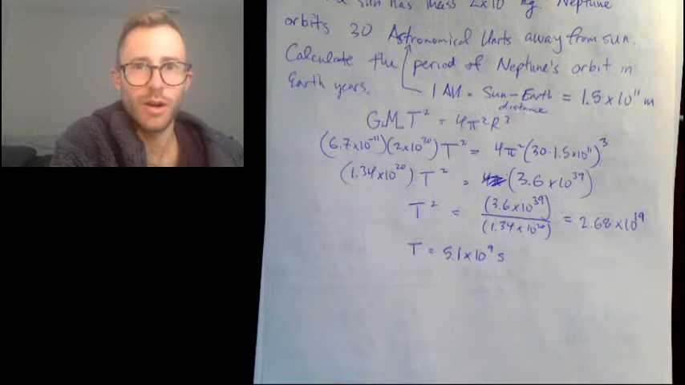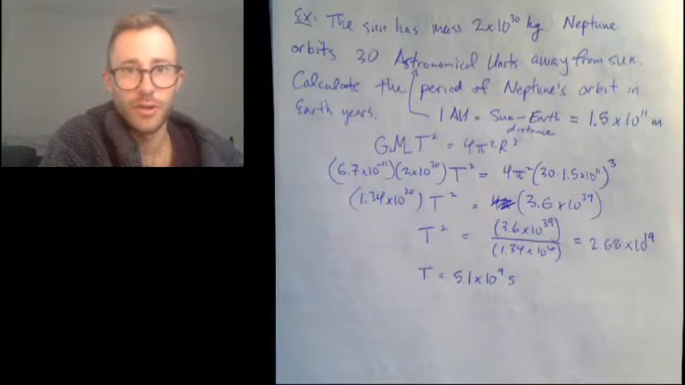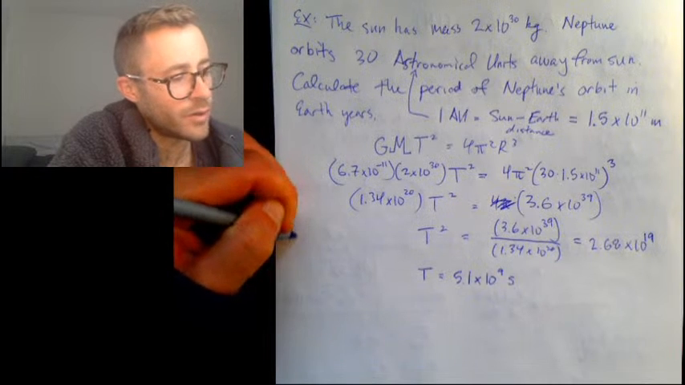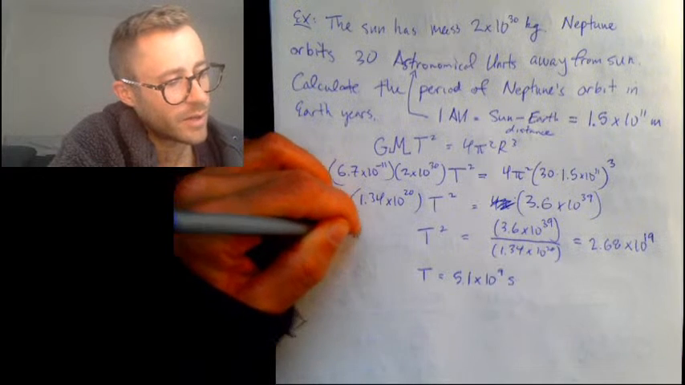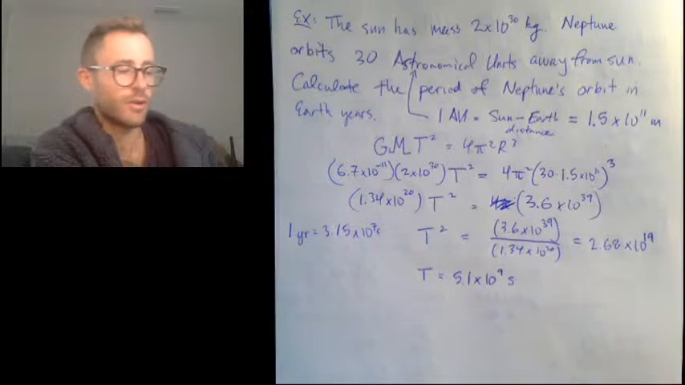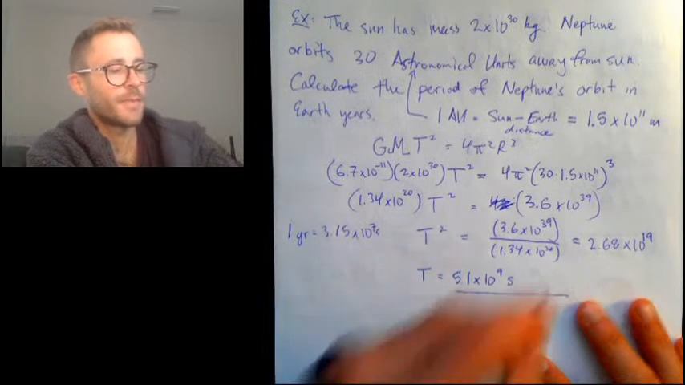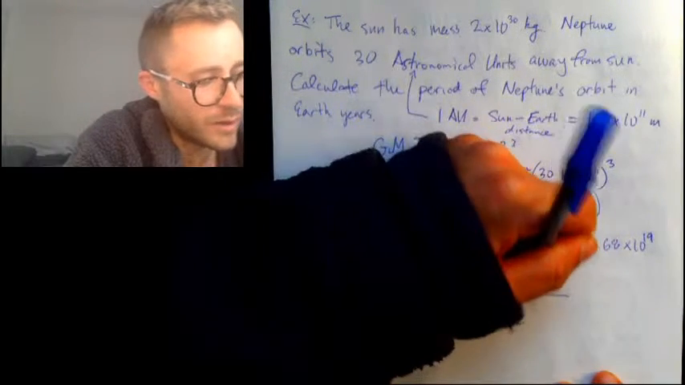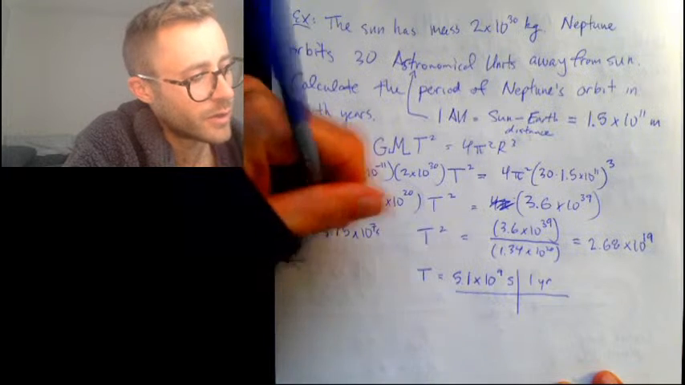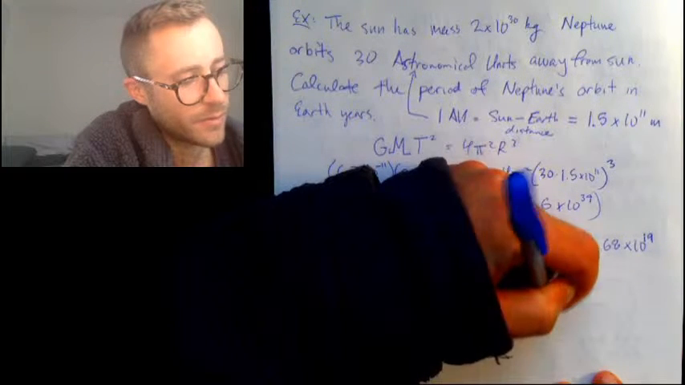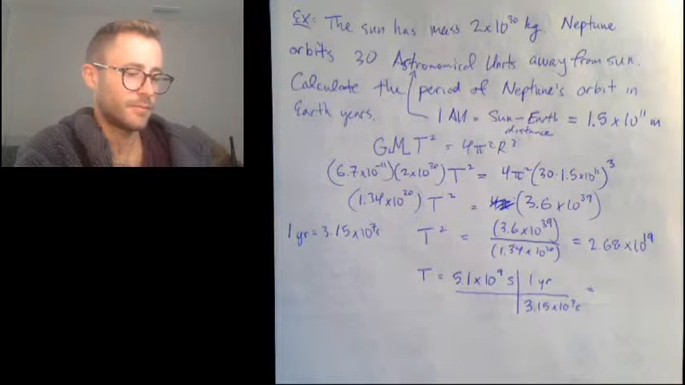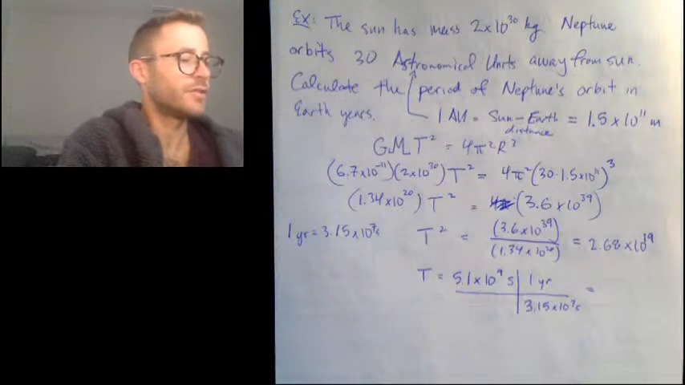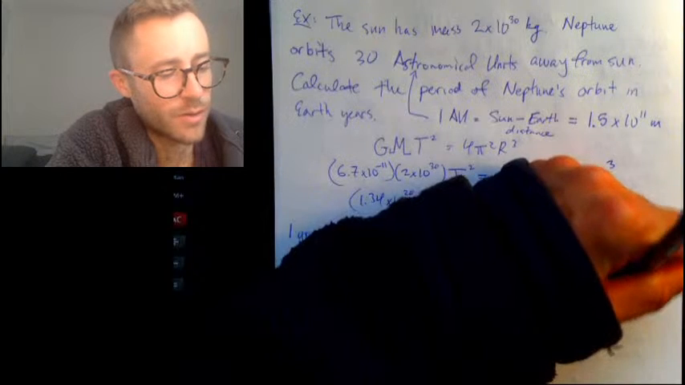But what I wanted the answer in is Earth years. So it turns out that 1 Earth year is 3.15 times 10 to the 7th seconds. So I have to do a unit conversion at the end here. So 1 year is 3.15 times 10 to the 7th seconds. And that is about 164 Earth years.